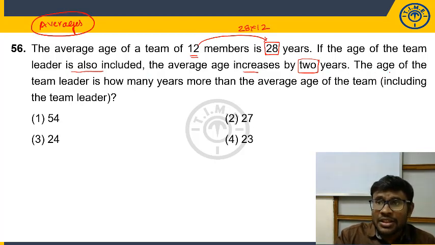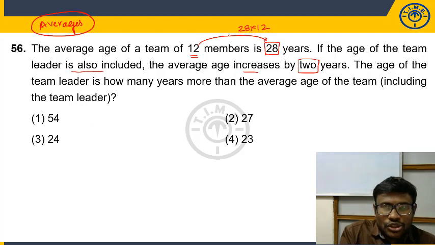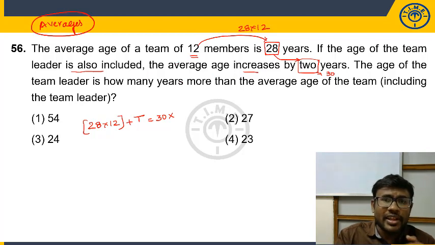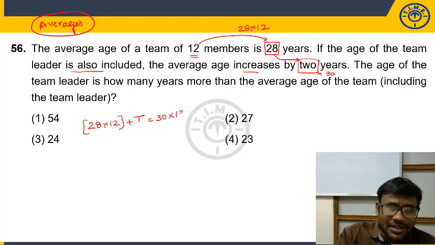Now what is the question? The age of the team leader is how many years more than the average of the team, including the team leader? So what was the initial sum? 28 was the average and there are 12 people, 28 into 12, plus the team leader is added. As a result, the average increases by 2. Previously the average was 28, it is increased by 2, so the average becomes 30. The average became 30 into how many people? Previously there were 12 people, now there are 13 people.